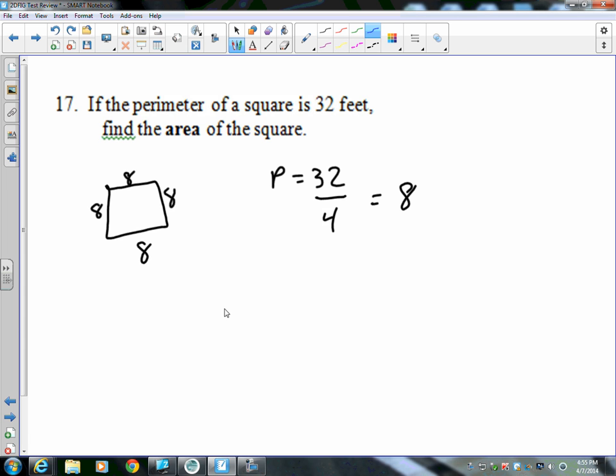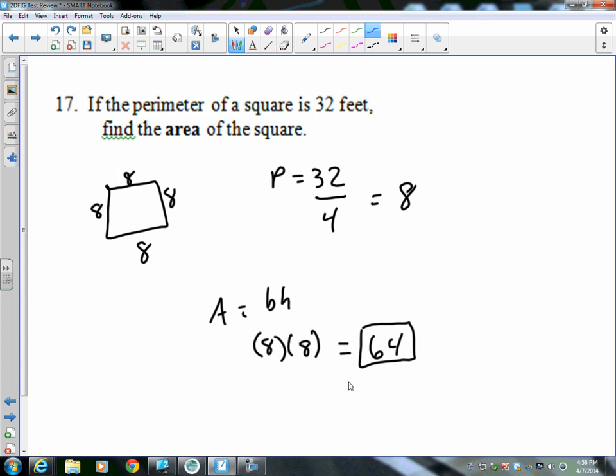To find the area of a square, area is equal to base times height. Not divided by 2, just base times height. If we plug numbers in, 8 would be the base, and 8 would be the height. 8 times 8 is 64.